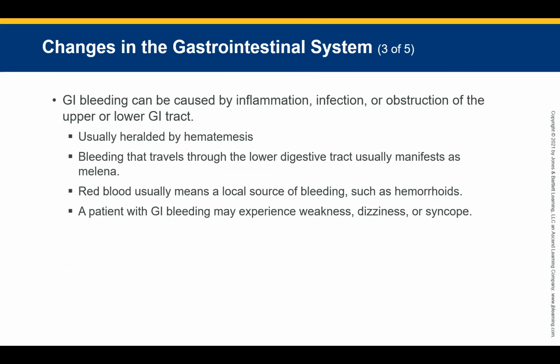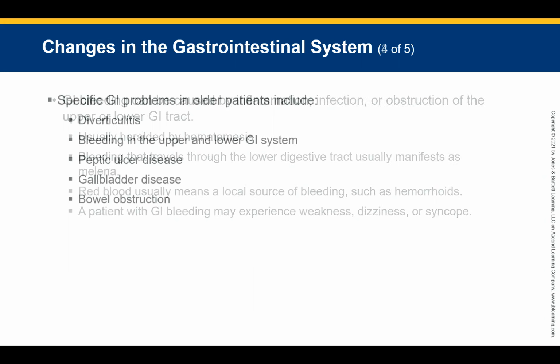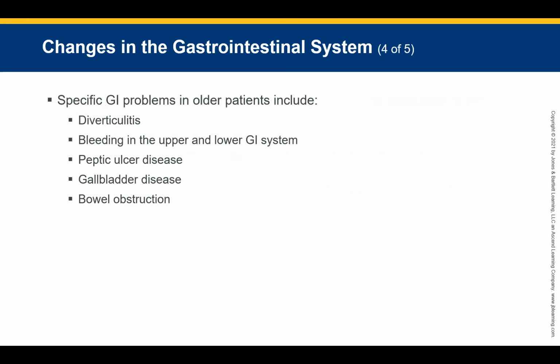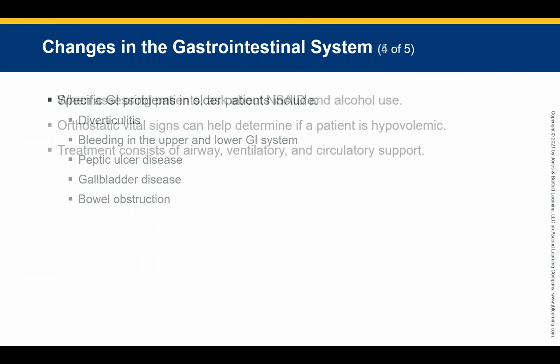Bleeding in the GI system can be life-threatening if not caught soon enough. It can cause them to bleed out. Specific GI problems that are more common in elderly patients include diverticulitis, bowel obstructions, bleeding in the upper and lower GI system, gallbladder disease, and peptic ulcer disease.